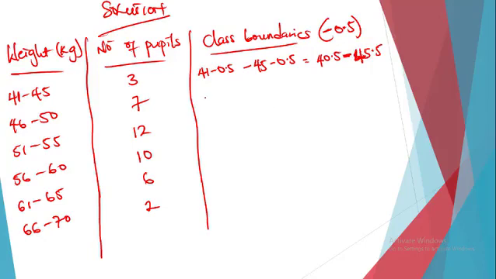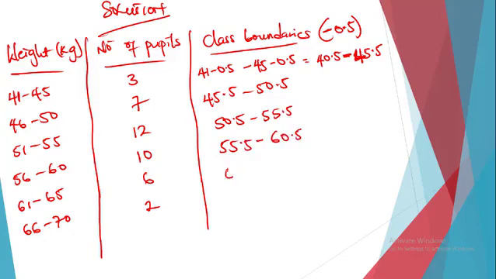Do the same here. You have 45.5 to 50.5. Same here, you have 50.5 to 55.5. Then 55.5 to 60.5, then 60.5 to 65.5, and this will give us 65.5 to 70.5. These are the class boundaries.